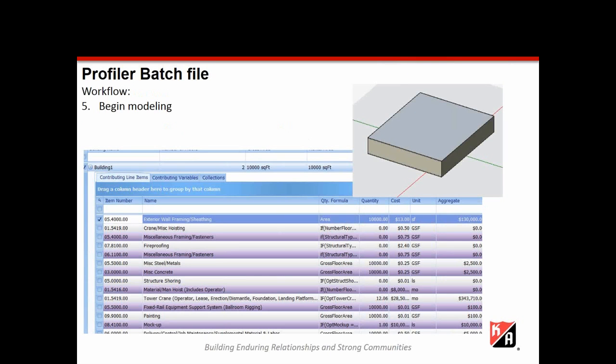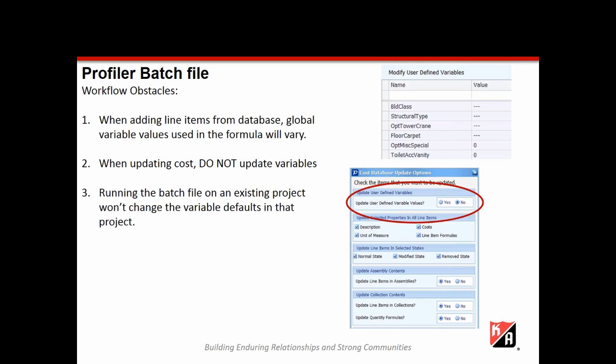I'm going to go into this in just a minute and show you how it works and what it looks like when you're doing this. But before I do that, I'm just going to mention there are a couple of things that I found that are obstacles that you have to watch out for in this workflow. So let's say you've selected your building type, you create your model, and it's adding cost to it as you're creating it. If you decide you need to add line items from your database later on that aren't in that building type, or some new line item, the global variable value will vary.